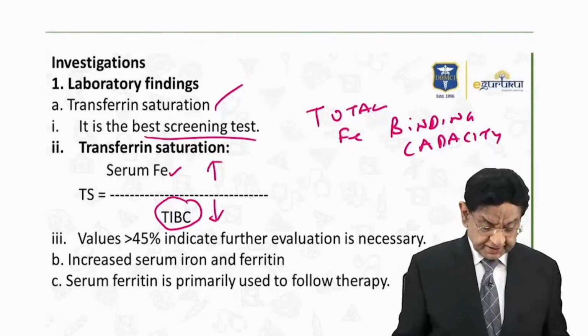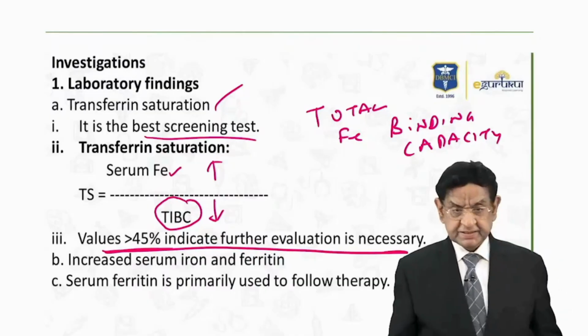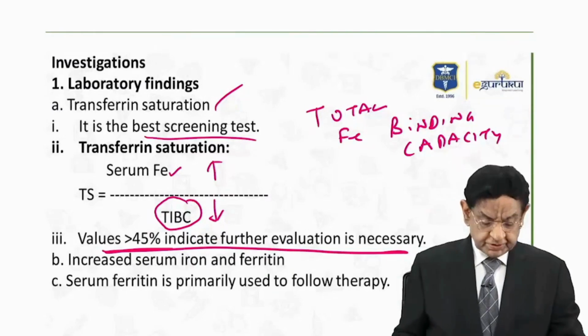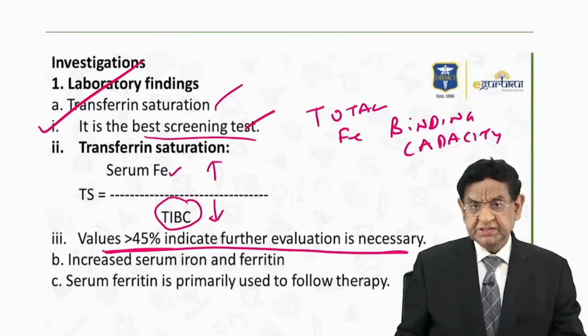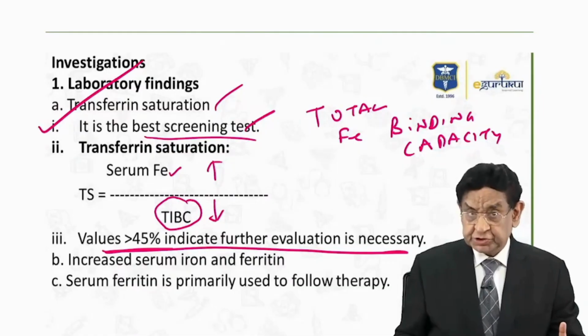So definitely, if the value is more than 45%, this indicates we should investigate further. So the best screening test is transferrin saturation, and we calculate it as serum iron divided by TIBC. If the value is more than 45, further screening should be done.